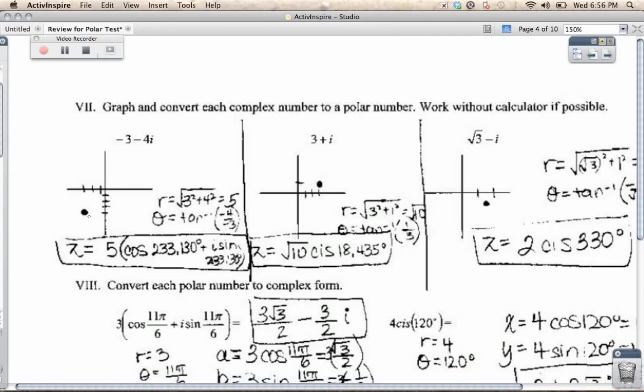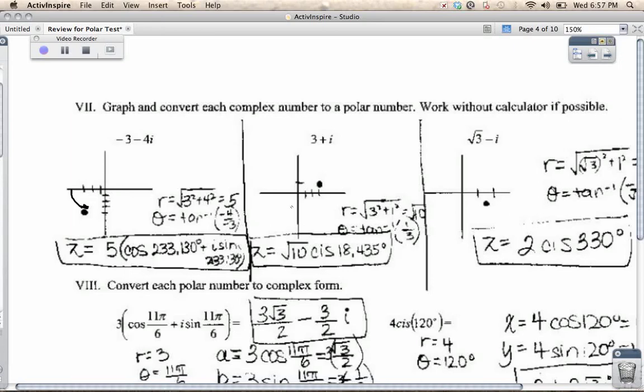Now, since this point is in the third quadrant, whatever I get when I evaluate tan inverse, I'm going to actually add 180 to it, because in the third quadrant I take 180 and I add to it whatever the angle is. So when you, in your calculator, do tan inverse of 4/3, it's going to give you an angle, and then you're going to add 180 to it. Okay, so in this case, you should get 53.130 when you put in tan inverse of 4/3. Now, you want to add 180 to that, and this is really just cosine of 233.130 degrees plus i sine of 233.130 degrees.